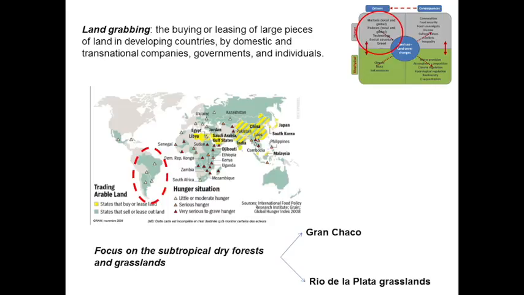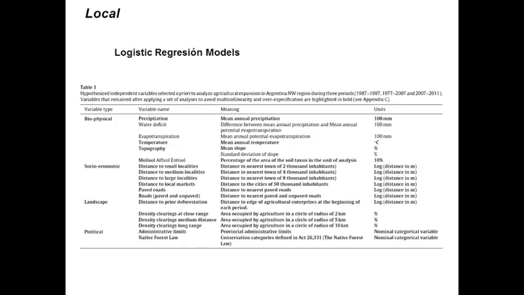The point that I want to make with this is that the focus of this process of land grabbing is in the Gran Chaco and the Rio de la Plata grassland. It's where these companies and countries are getting access to the land. Those are factors that operate at a global scale, which means that they are very hard to spatialize.